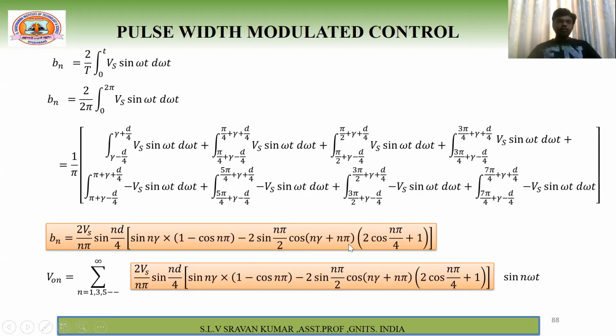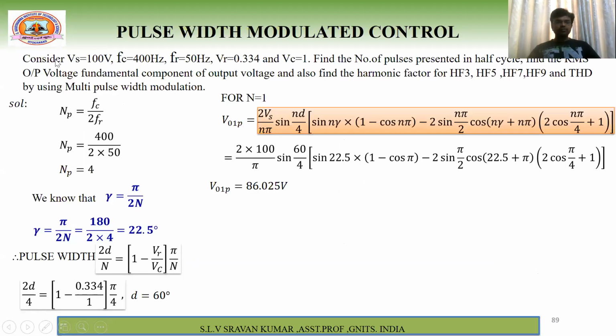Now if you go for the problem based on this, again the carrier frequency is changed, but the pulse width remains the same. To understand what is happening, for equal pulse width, what is NP? Fc by 2Fr. Fc is 400 divided by 2 into reference frequency 50 Hz. Therefore NP is equal to 4. What is gamma? Gamma is equal to pi by 2n. Therefore, with n value 4, gamma is 22.5 degrees.